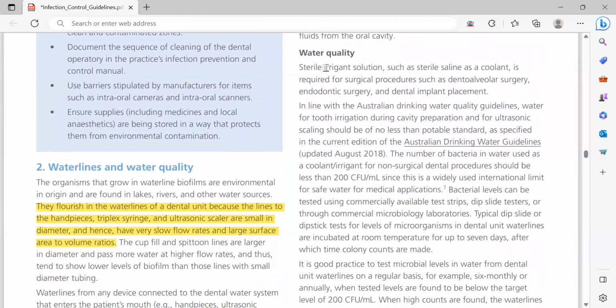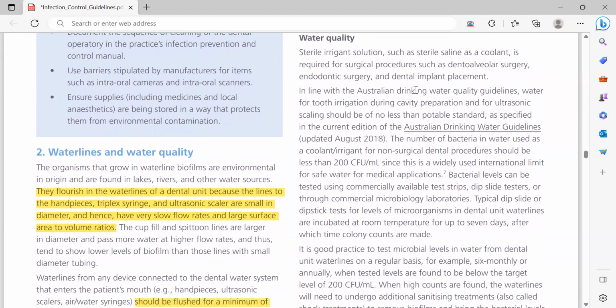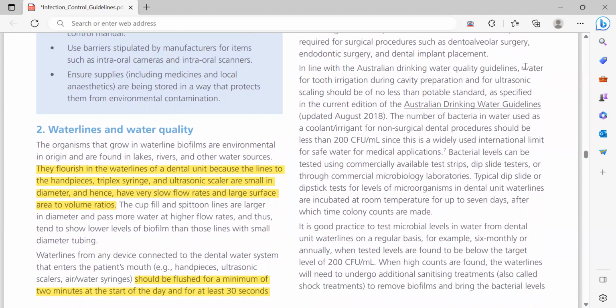And the water quality, how good should the quality of the water be? Sterile irrigation solutions, such as sterile solution as a coolant, are required for surgical procedures such as dentoalveolar surgery, endodontic surgery, and dental implant placement. In line with the Australian drinking water quality guidelines, water for tooth irrigation during cavity preparation and for ultrasonic scaling should be no less than potable standard as specified by the current edition. It means it should be equal to the drinking water level. It should be of potable standard.